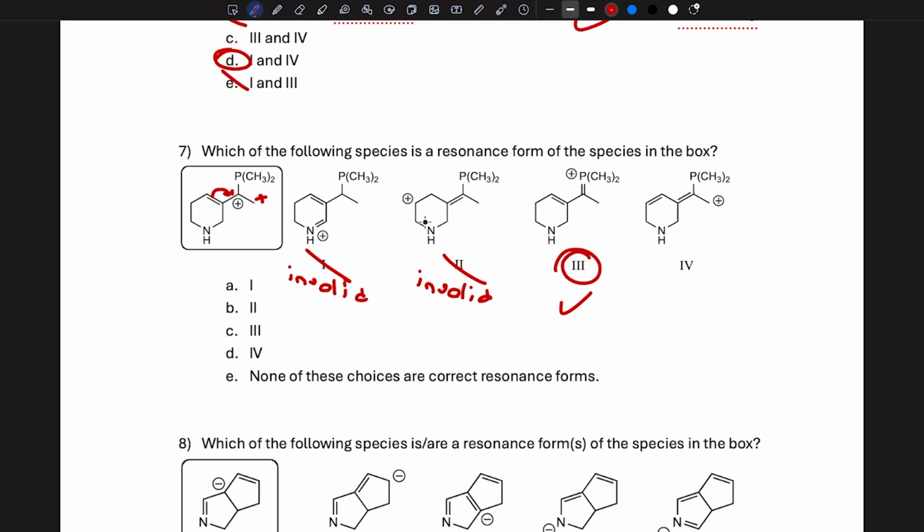We can't do that. Even more than that, we somehow made another double bond over here. How did we get a new double bond? Like, where did that come from? It doesn't really make sense. And this is totally invalid again. And so our answer choice is C.